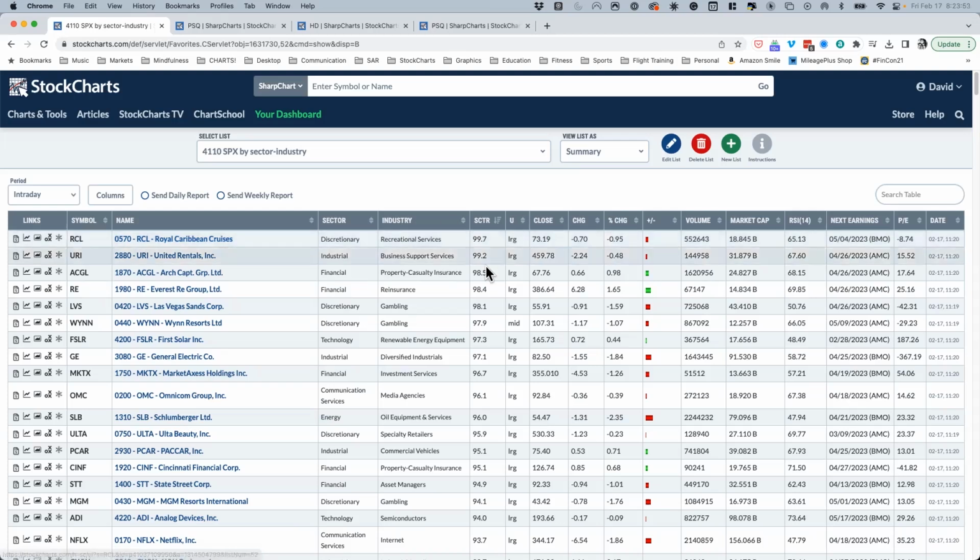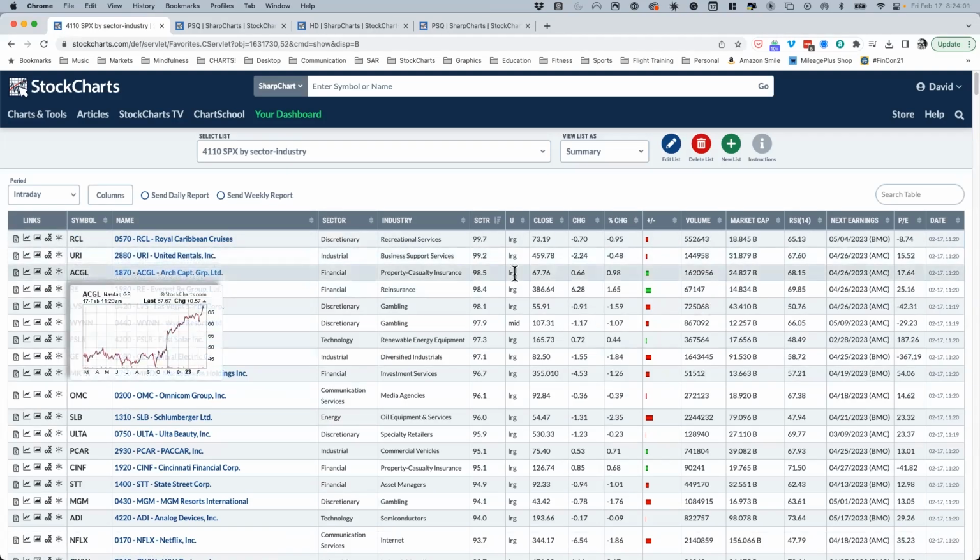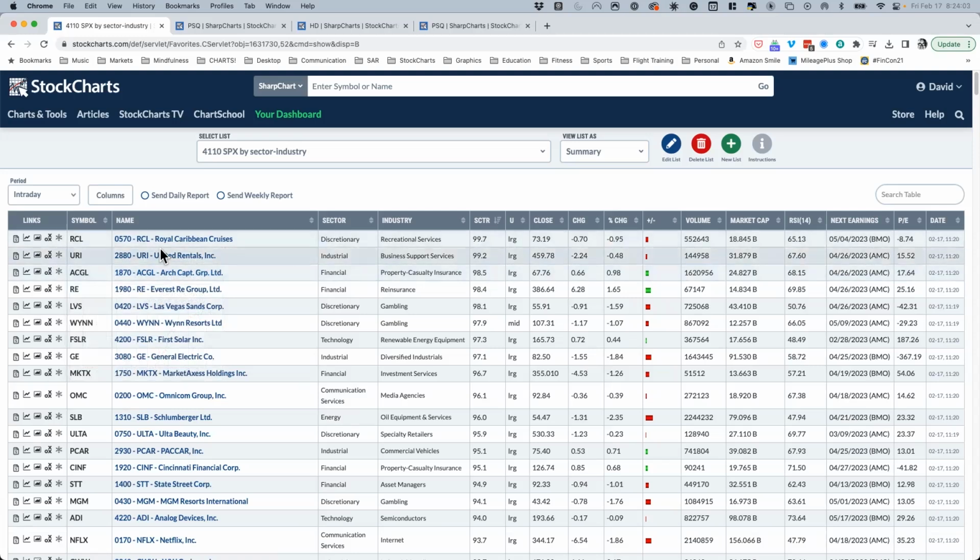So I can see that out of the S&P 500, the top-ranked stock is Royal Caribbean, RCL. What's helpful also is looking at the little preview charts. You can see what's going on with each one of these names. So I often will sort it by the scooter rankings and then look at the little preview charts just to see if there's a recent movement that I want to jump into and dig into a little further.